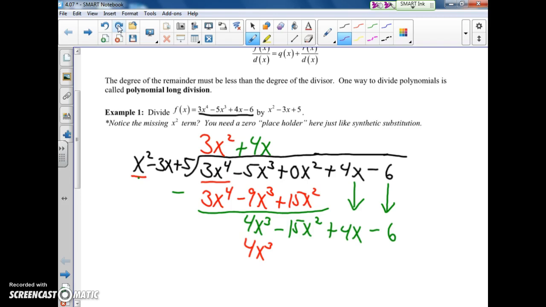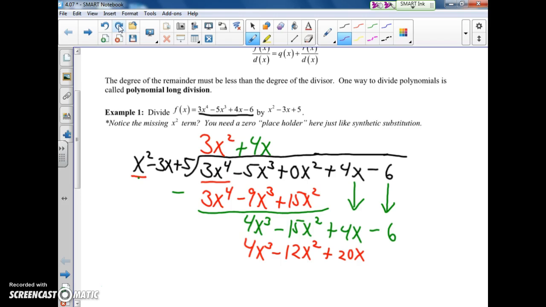All right, 4x times negative 3x is how much? Negative 12x squared. That's what you're going to see there. Okay, 4x times 5 is how much? 20x, positive 20x. That's what you're going to see there.